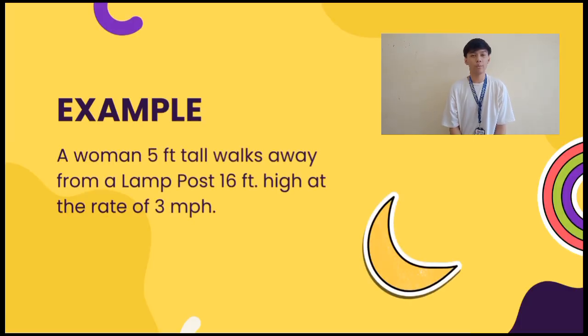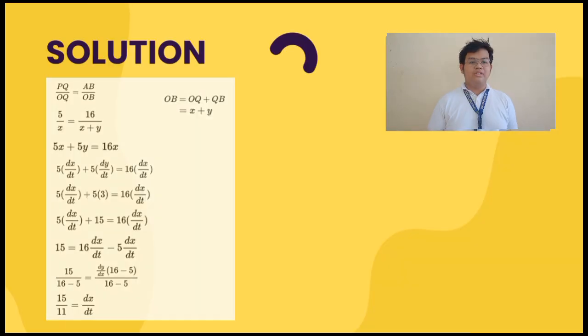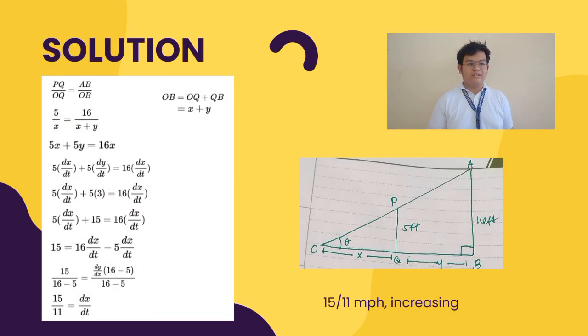When a 5-feet-tall man walks away from a lamppost 16 feet high at the rate of 3 miles per hour, how fast does the edge of his shadow move? So here is the solution to the problem. We will be using the similar triangles principle here.